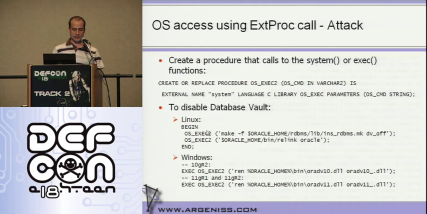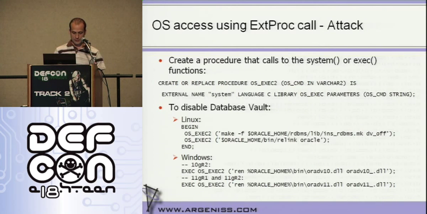So to disable Database Vault, we can execute these two statements that are the ones that you execute to disable Database Vault. And for Windows, we can execute any of these two statements. It is different if we are talking about Oracle 10G or Oracle 11G, because the DLL file name has the release version in its name.